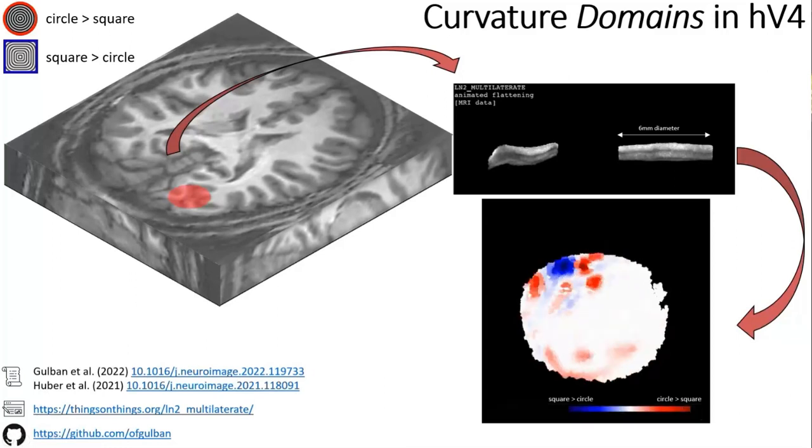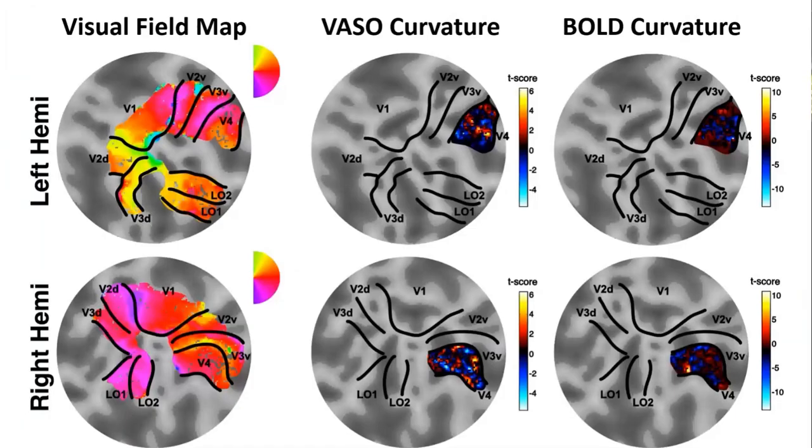Another way of visualizing it only on the surface is through this visual field map organization. Again, these are different hemispheres of the same participant. We are focusing on area V4 here, and when we project only on the surface, in this case averaged across the depth, you can see that there are these stripes of blue and red across V4. So there is this modular organization of curvature, and this is generally stronger or more defined for VASO compared to the BOLD results.